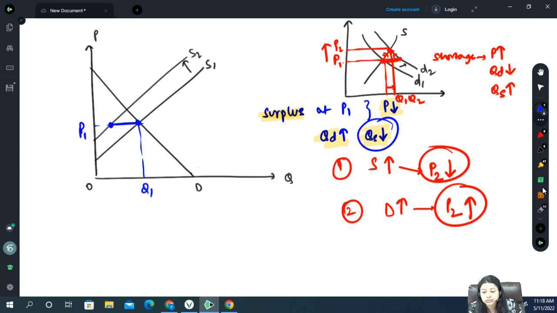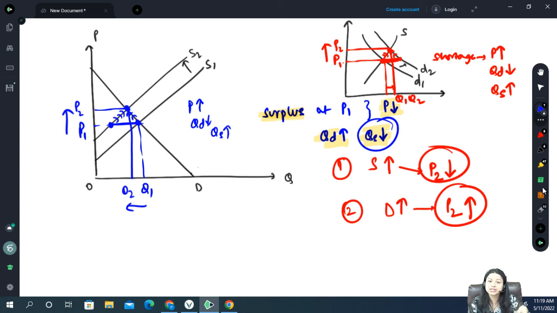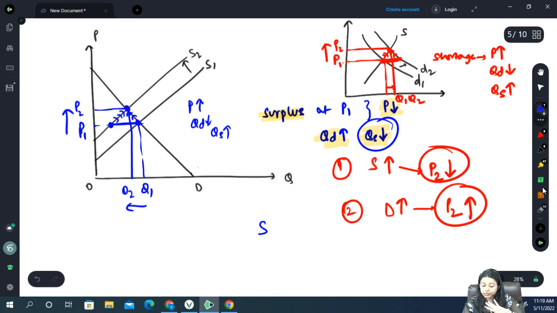So there is a shortage. And if there is a shortage in the market, price will increase, quantity demanded will decrease, and quantity supplied will increase. So again, there will be an upward movement along the demand curve and supply curve, and we'll reach this position where our final price P2 has increased and quantity has decreased. So when we just talk about price, what we are saying is that the supply curve shifted upwards, meaning supply decreased, and finally the price increased.